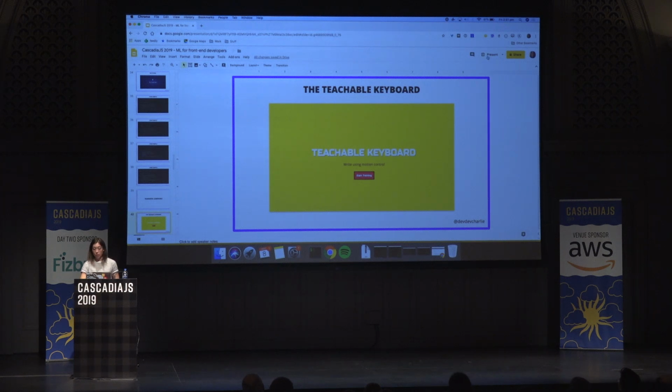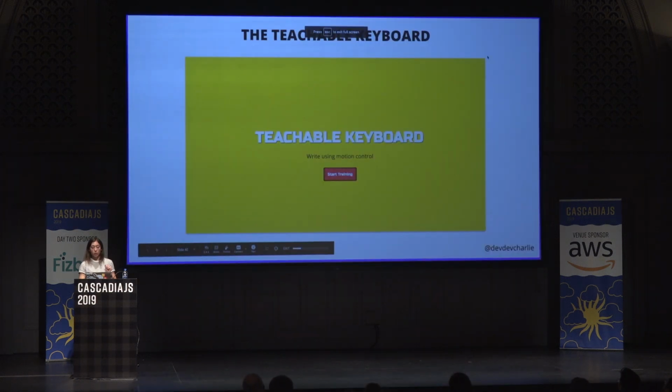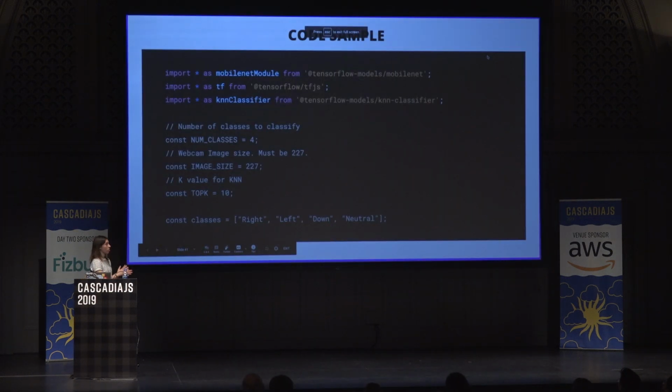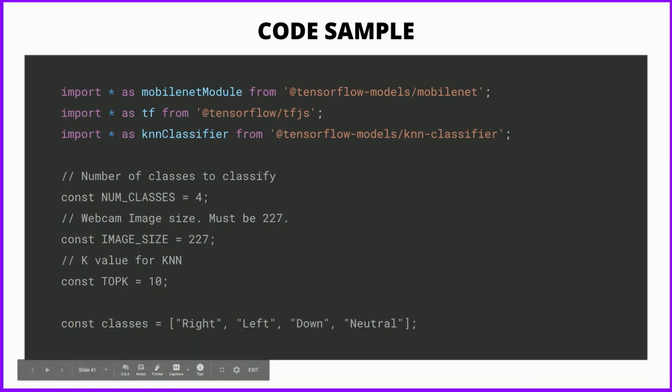So in terms of code, it's a little bit more than before, but we start with the same concept. We import a model. This time, I'm going to use the MobileNet module because it was part of the Teachable Machine repo. I kind of just ripped some code off. You import TensorFlow.js, and then you also import a classifier because we're going to need it to reclassify on top of the model that you loaded.